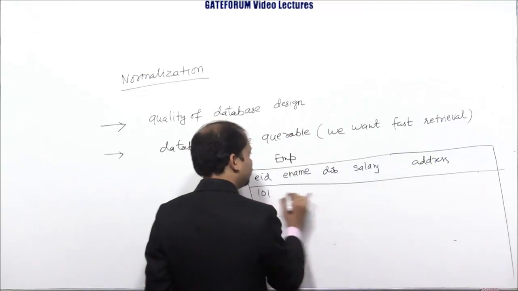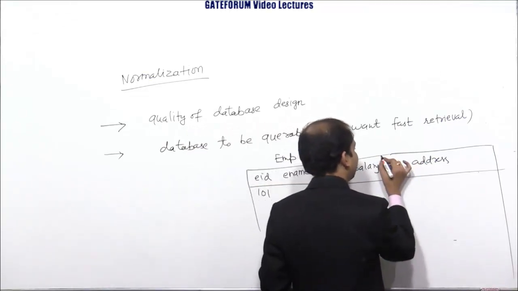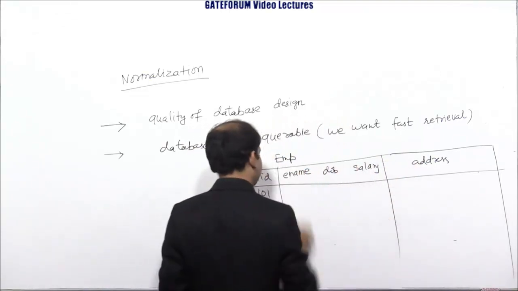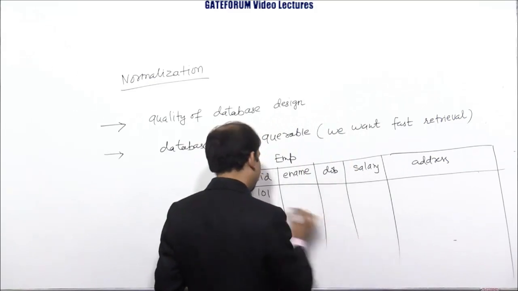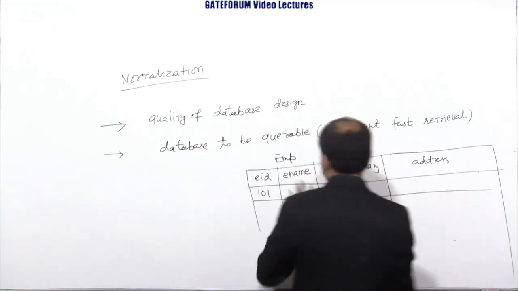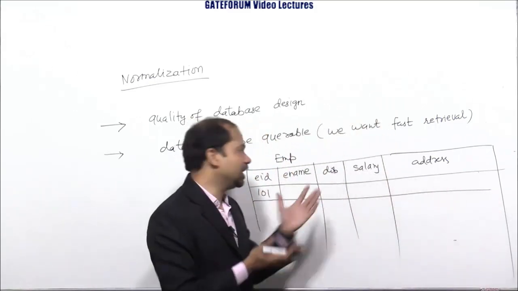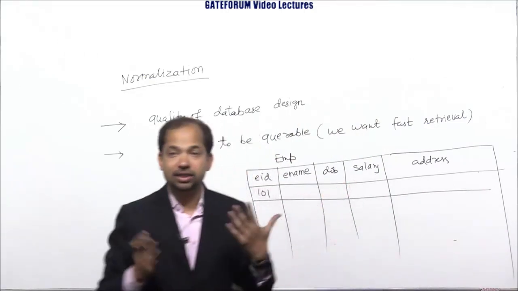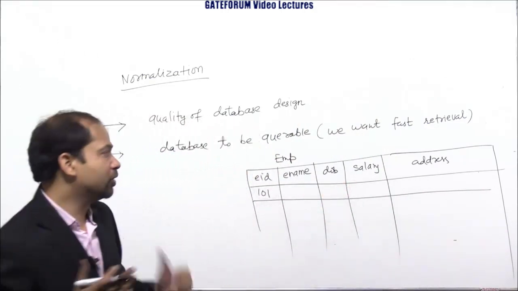Suppose the employee is 101 and I am only focusing on address. As of now I am only focusing on address, the rest I am not focusing on. All columns are atomic. Employee name is atomic, one person can have one name, date of birth, salary. Address is a non-atomic column here.